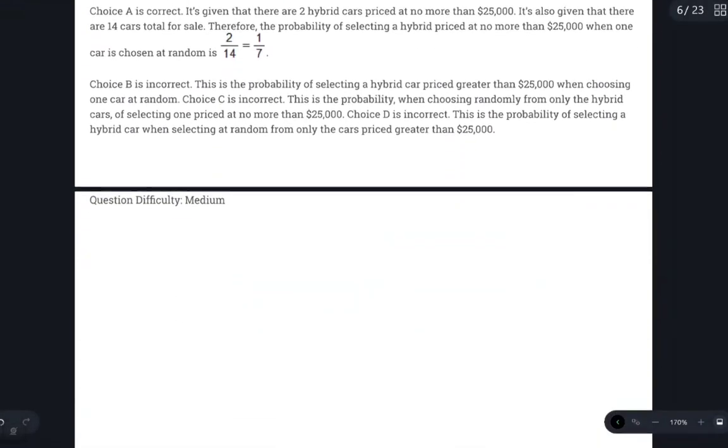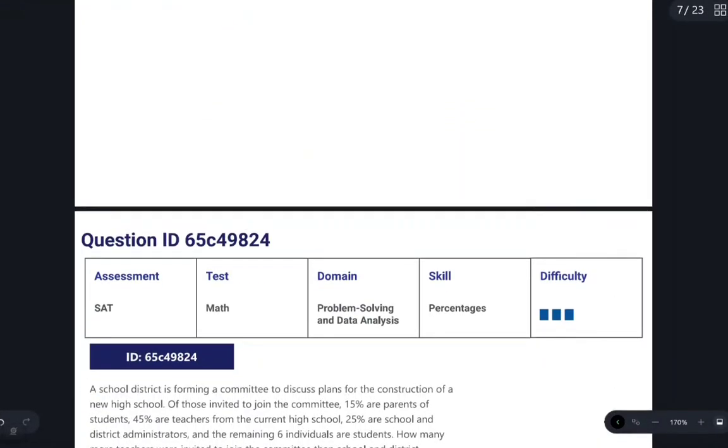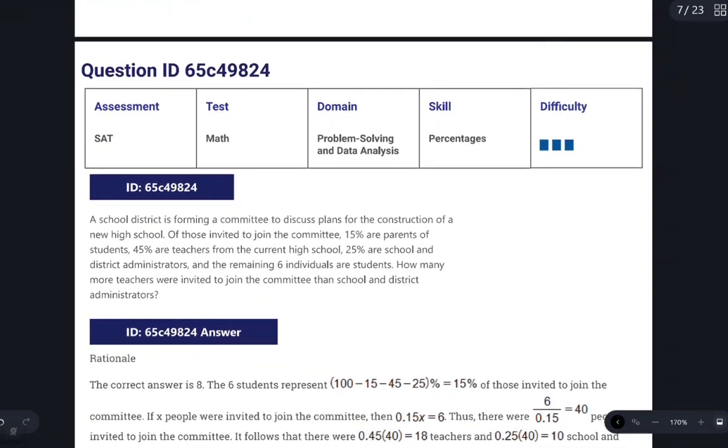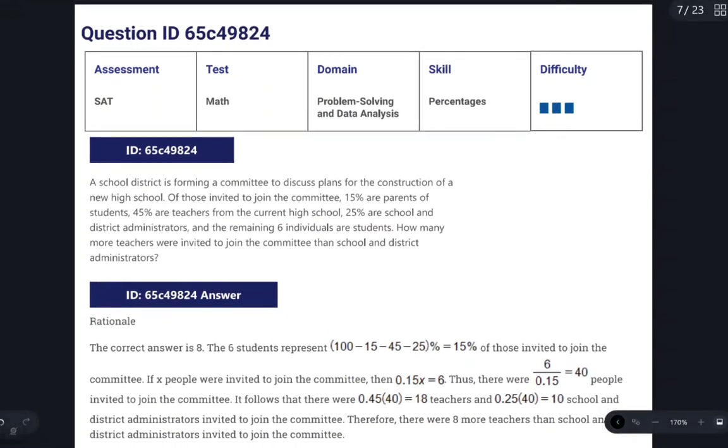Okay, so moving on. This is also a percentage question, so we can just skip it.